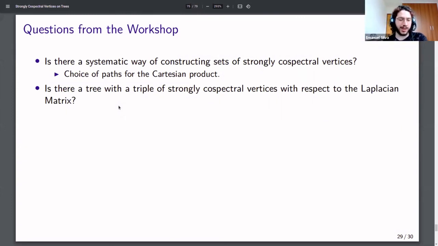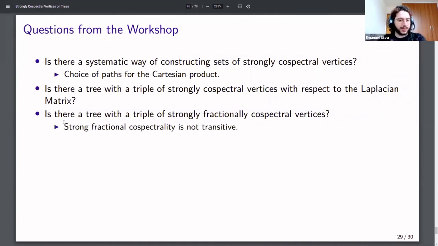Another question that arrived: Harmy came to see my poster, and she has lots of results about strongly cospectral vertices related to any type of matrix. And therefore, she asked if there is a triple of strongly cospectral vertices in a tree with respect to the Laplacian matrix. I don't know the answer for this problem yet, but I guess that we would face some similar problems since we still need the vertices to be parallel here. And therefore, the automorphism condition should still hold in here.